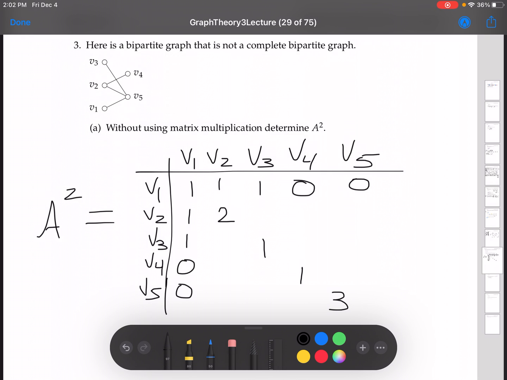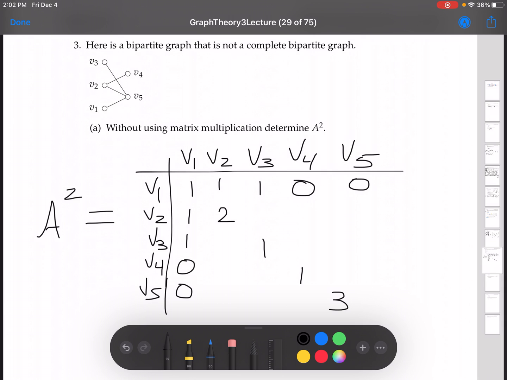Let's see, does that make sense? 1 to 1, yeah, okay. 1 to 2, one of those. 1 to 3, one of those. 1 to 4, none of those. From 1 to 5, none there. Okay.